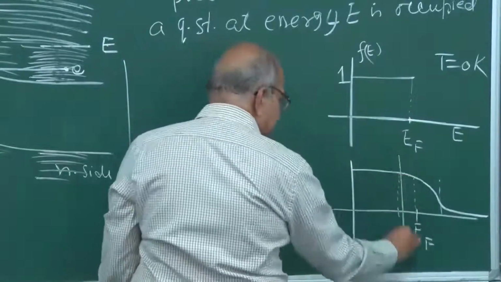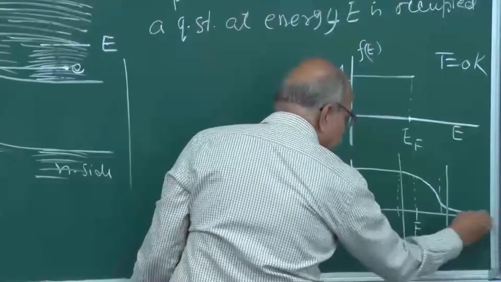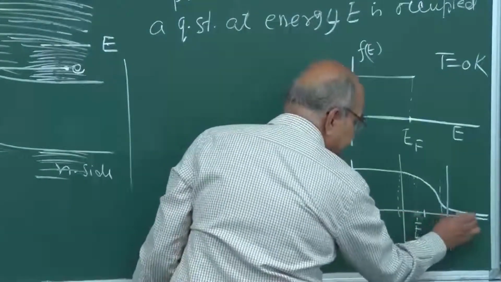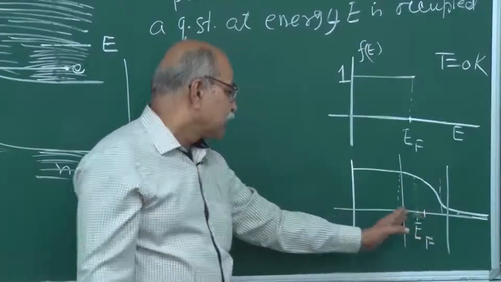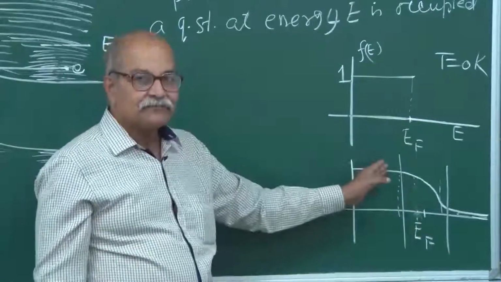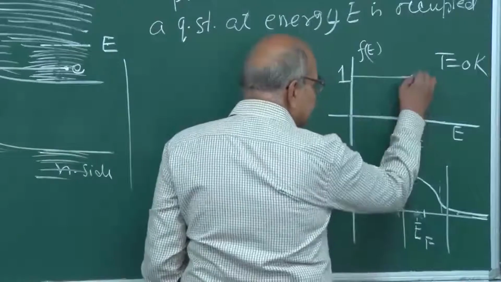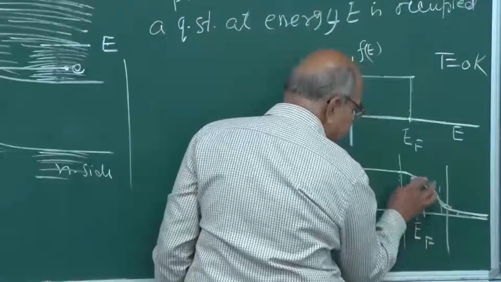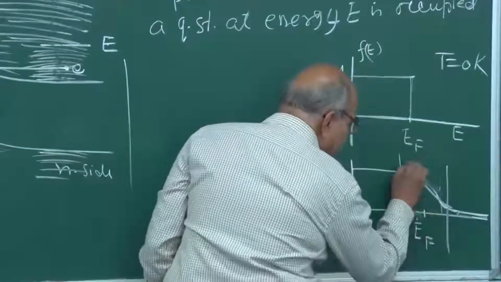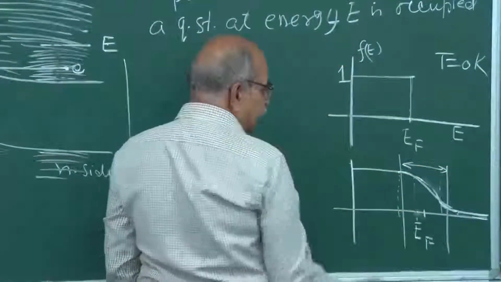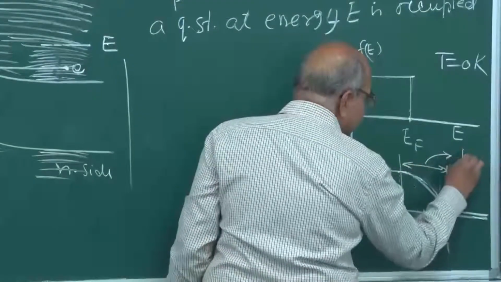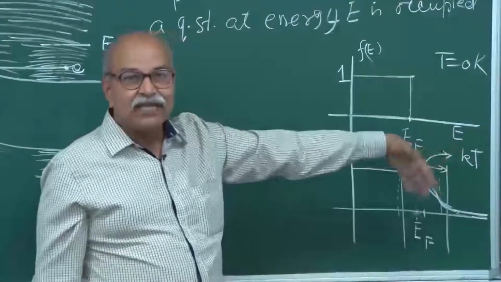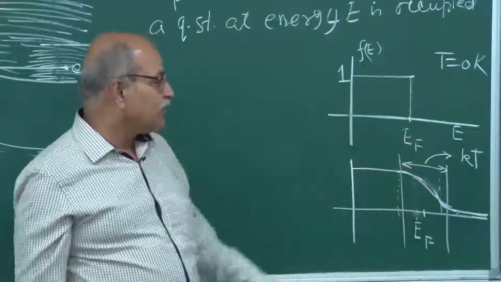The function looks like this. It is close to 0 much beyond this EF, and well before this EF it is almost 1. Whatever the change is, it doesn't fall sharply, it falls gradually, but that change is only in a small region, and this region will be a few times kT. The order of this width will be a few times kT. So that's the kind of thing.